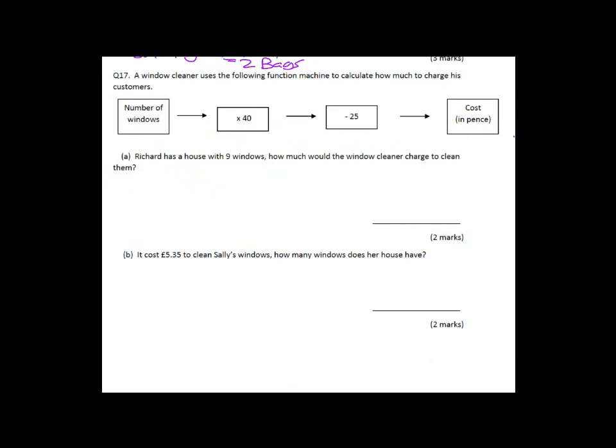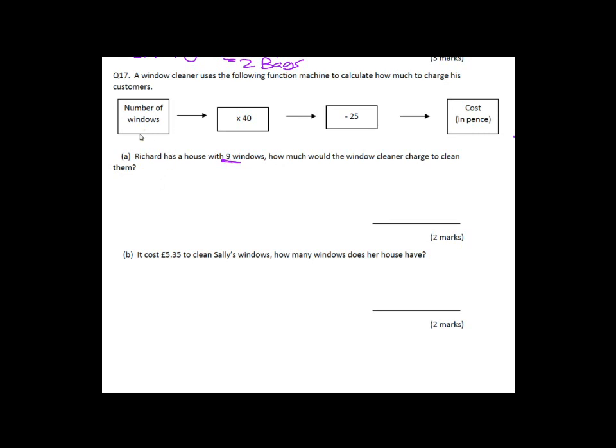Question 17. A window cleaner uses the following function machine to calculate how much to charge his customers. So the number of windows times 40 minus 25 gives us the cost in pence. Part A. Richards has a house with 9 windows. How much would the window cleaner charge to clean them?